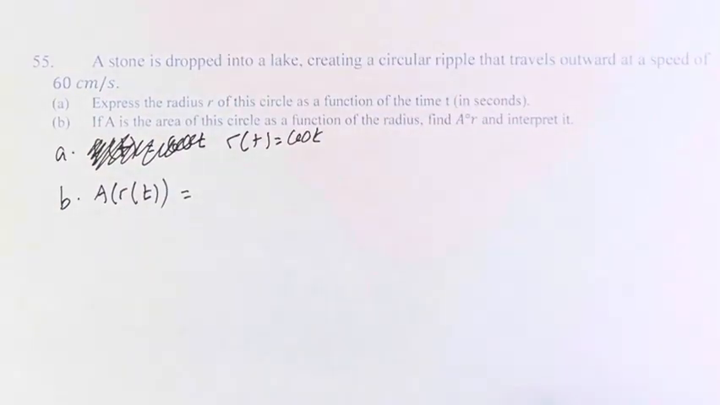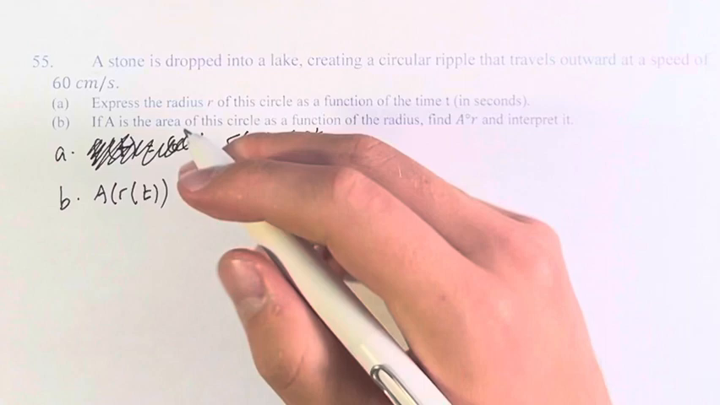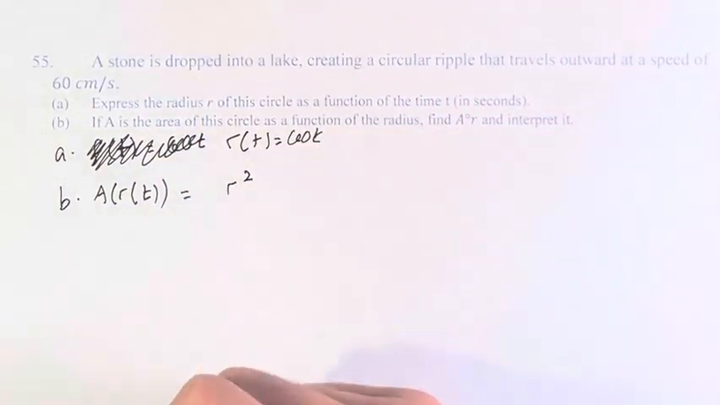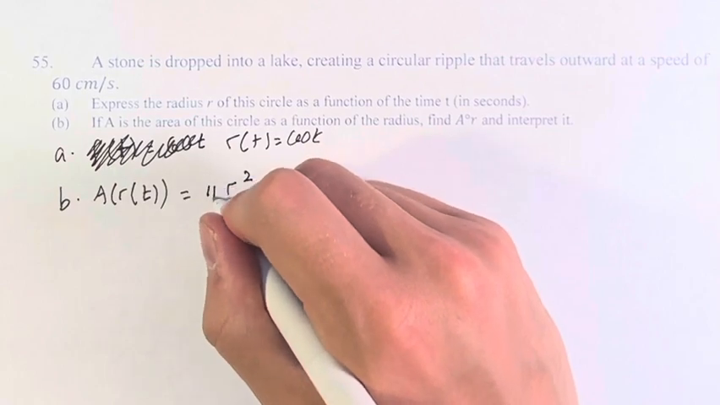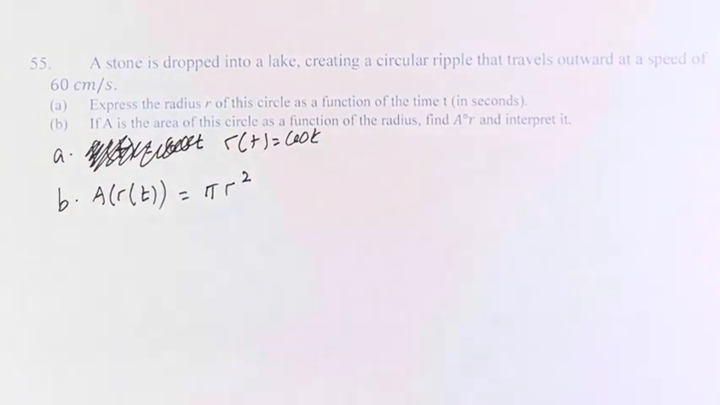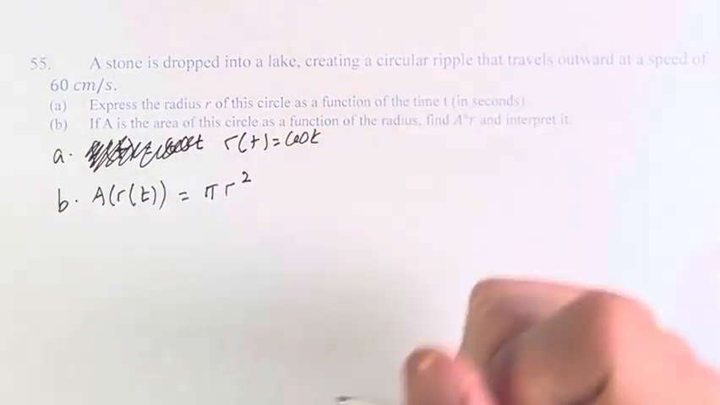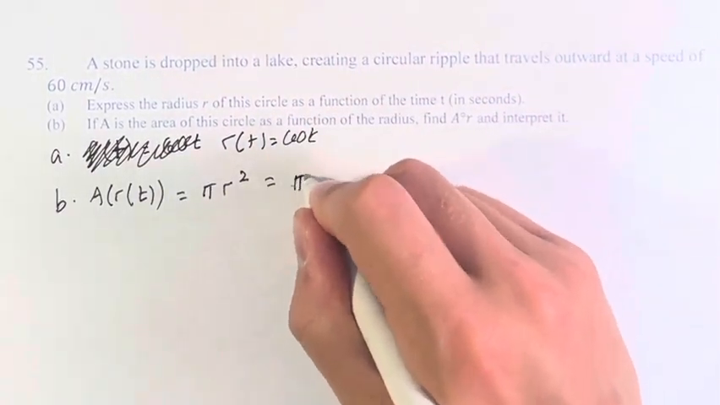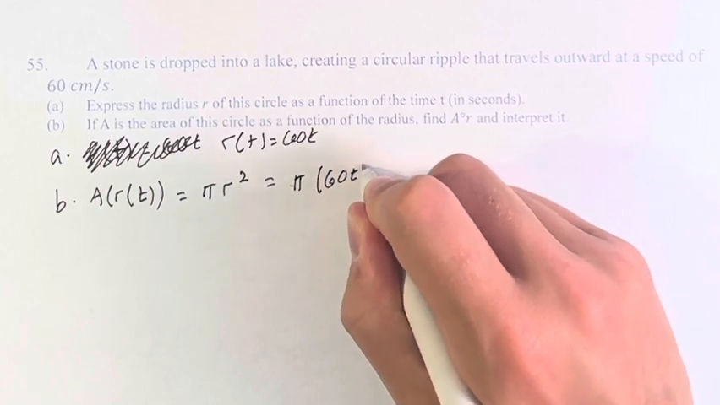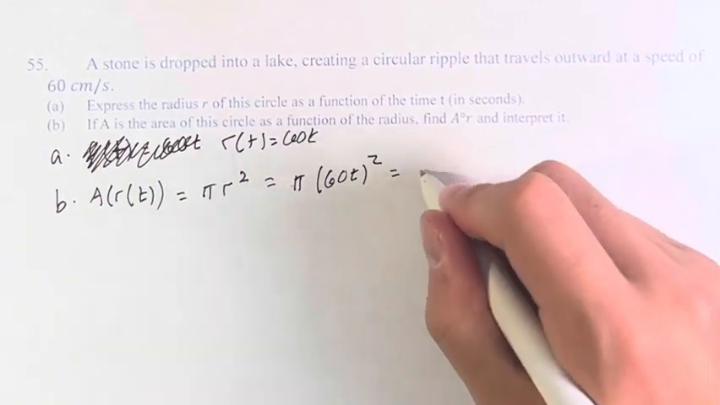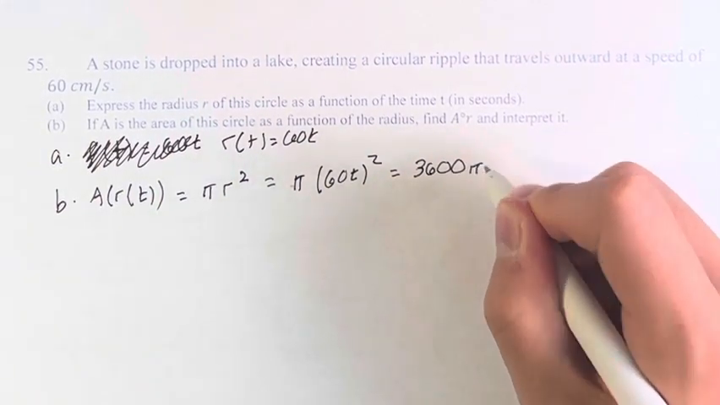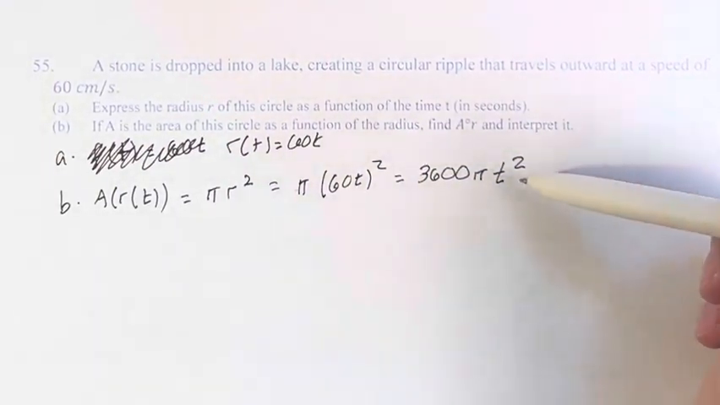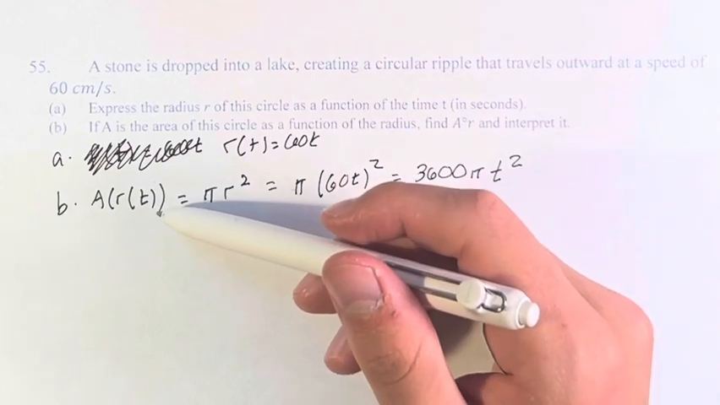Well, what is the area of the circle? It's the radius squared times pi. So what is this? Well, we actually have to plug in what we have for the radius. So that's pi times 60t squared. 60 squared is 3,600 pi, and then t squared is just t squared. And this is the composition here in terms of t.